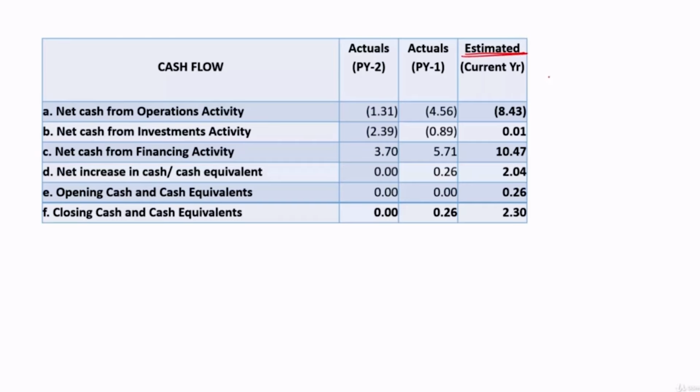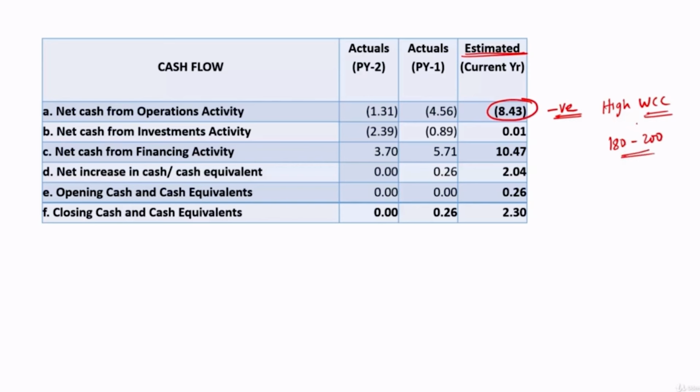For the next year, they are estimating net cash from operational activity of negative 8.43 crore. So what is estimated itself is negative. It is possible that this can be accepted by the sanctioning authority also, because there are some business models which will have a high working capital cycle. It may be in the range of 180 to 200 days. The margins and profit-making capacities of those businesses will be very thin.